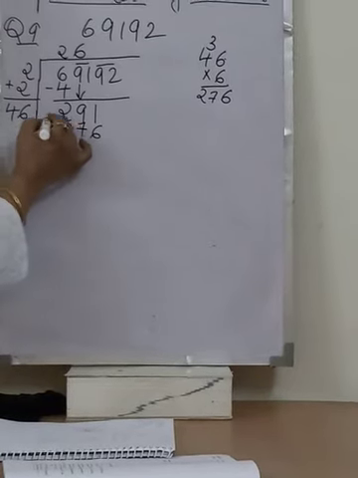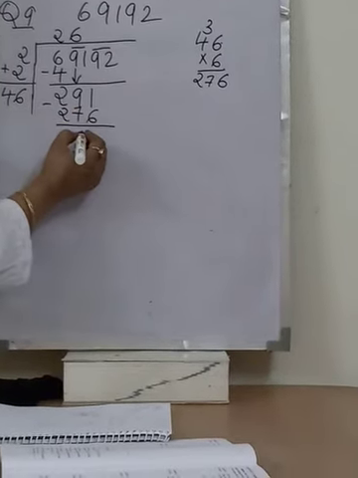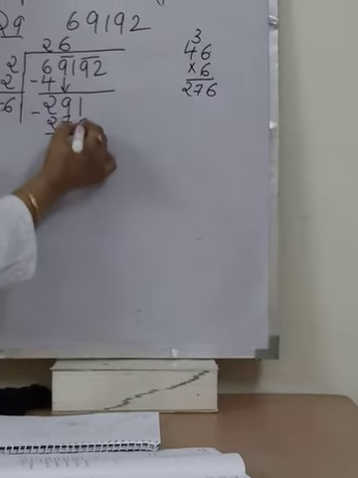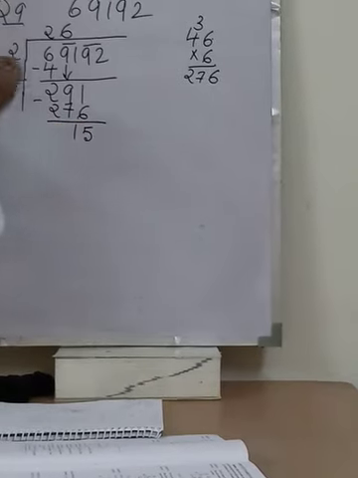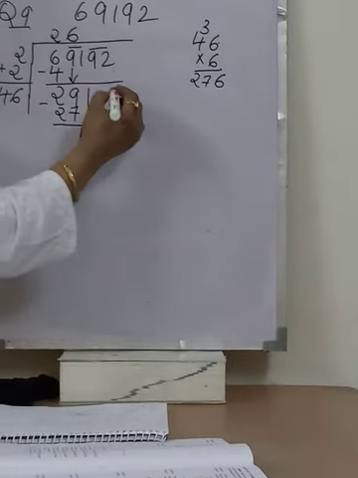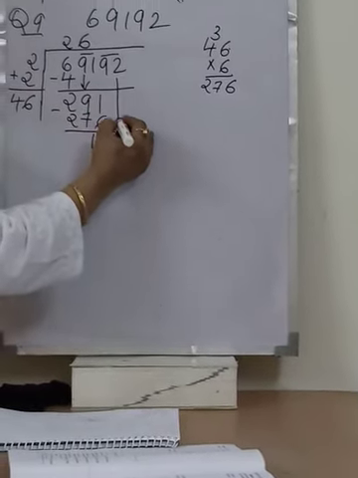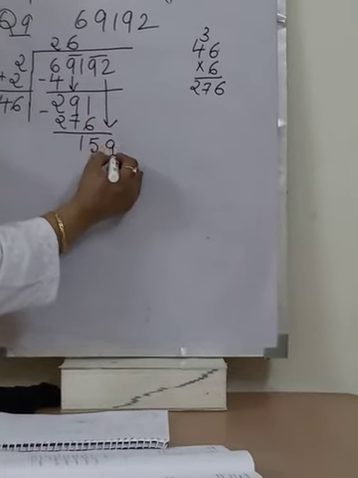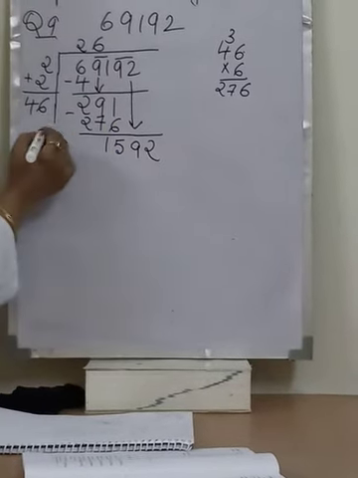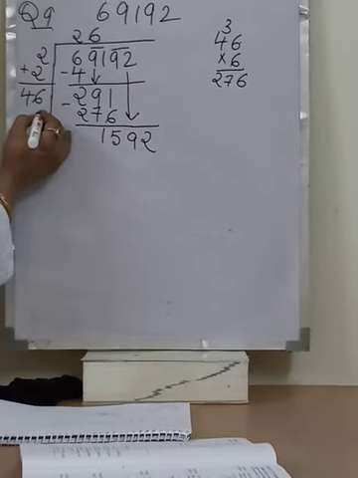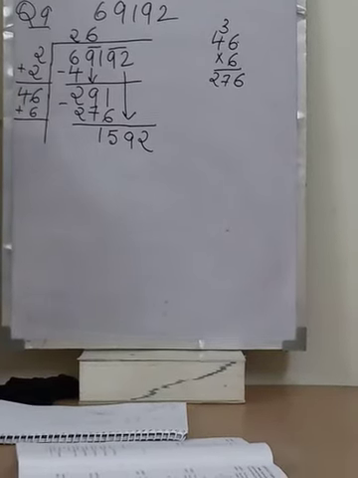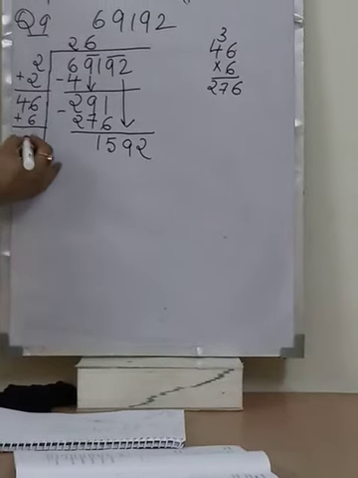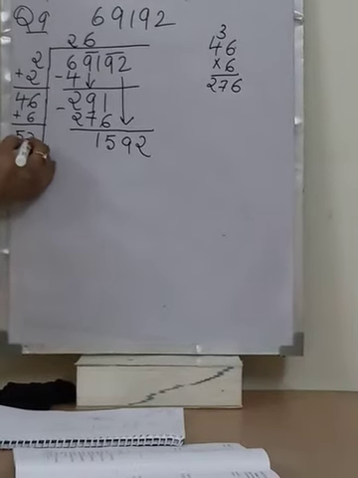Now subtract it. So what will you get after subtracting? 11 minus 6 will give you 5. Here 8 minus 7 will give you 1. So again, for the new dividend you have to copy down 92. For the new divisor, what do you have to do? You have to add 6. So the moment you add 6 it will become 52.